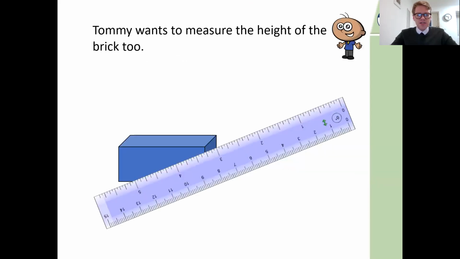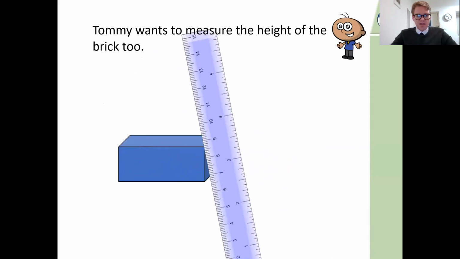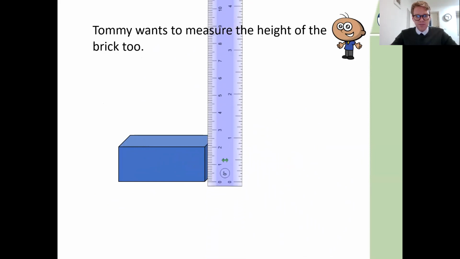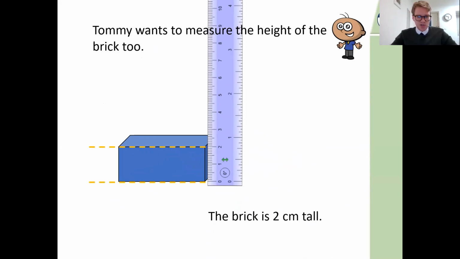Tommy wants to measure the height of the brick too. So let's go through those tips again. We need to firstly make sure we've got the right side, that we want the centimeter side. We're going to need to match the edge up with 0. And then we can read along to the top of that brick and we can see that that's at 2. So in this case, 2 centimeters tall. It's a very small brick, isn't it?